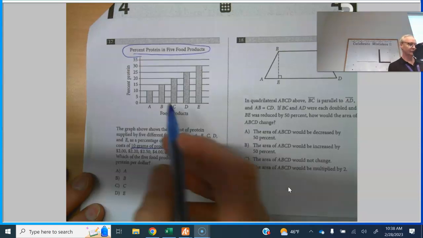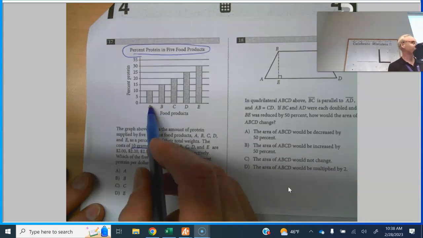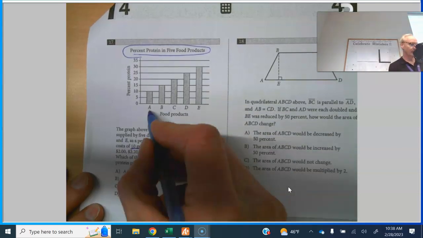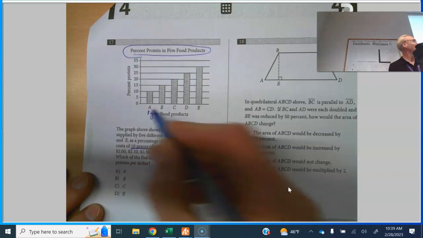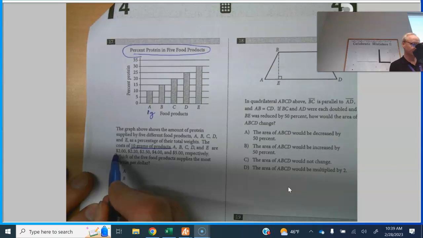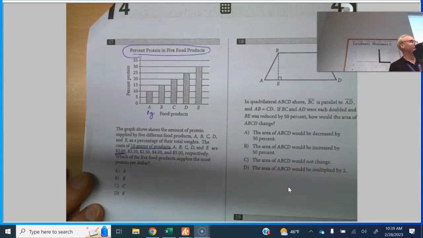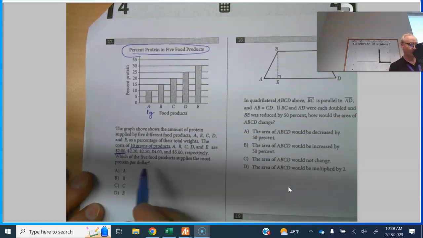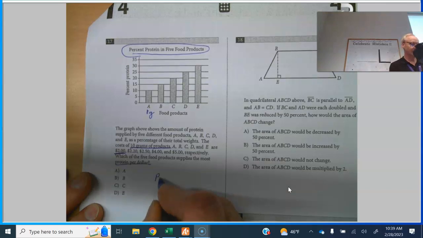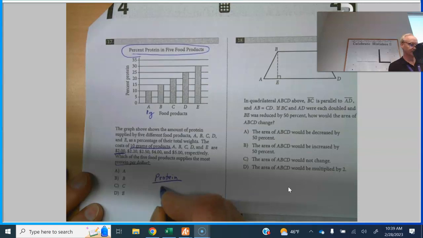So what is 10% of 10 grams? 1 gram. So product A has 1 gram of protein in it, and it costs, it says, $2. And what they want is which of the 5 products supplies the most protein per dollar. So you're supposed to write the amount of protein over the cost or the amount of dollars.